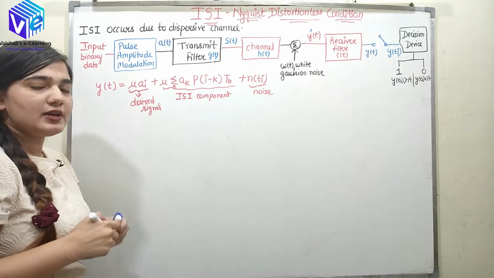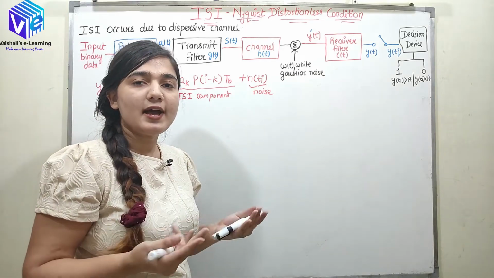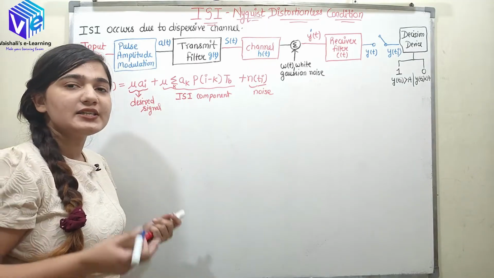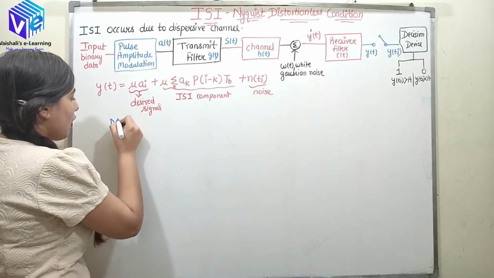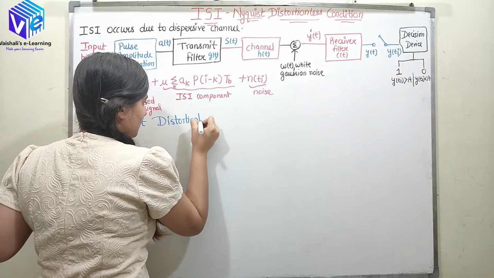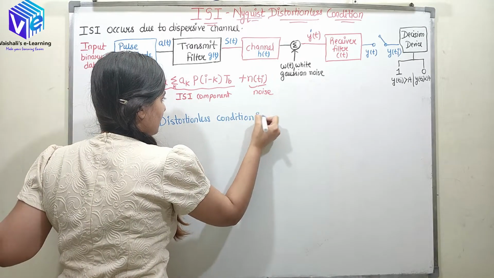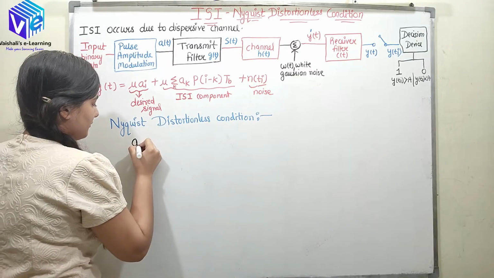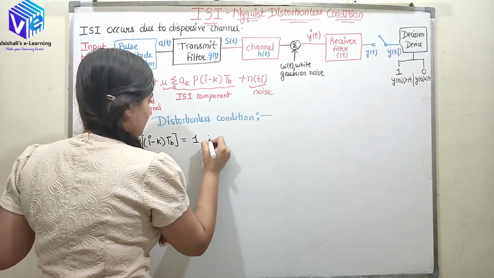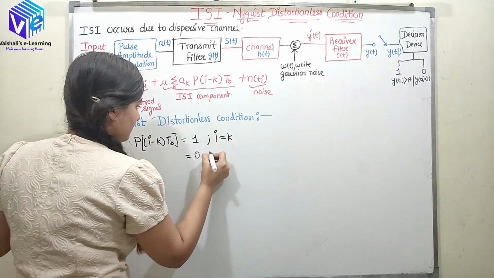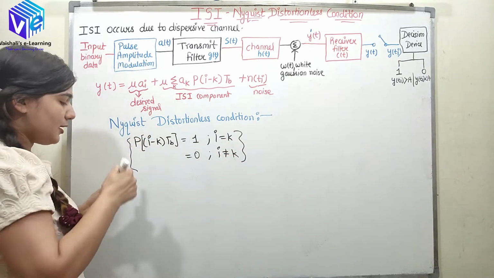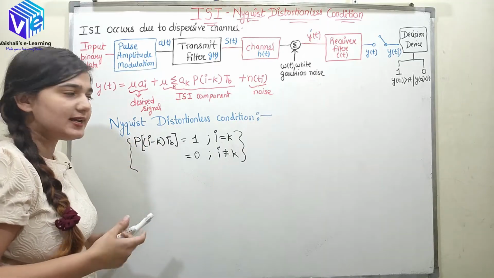So now we'll be observing how all these things are required to generate the Nyquist distortionless condition. First of all, what is the Nyquist distortionless condition? According to Nyquist, this equation represents the Nyquist distortionless condition.